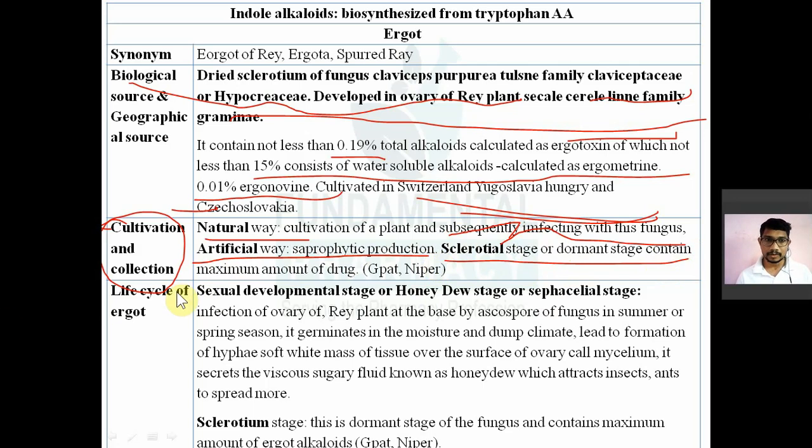During this stage, this fungus will secrete the maximum amount of alkaloids. Now life cycle of ergot, again same thing. First one is known as the sexual development stage or honeydew stage or sphacelial stage. These are the synonyms for one stage only. Now what happens in this stage? Infected ovary of the rye plant or rye plant at the base by ascospore. So infection of this rye plant will be there.